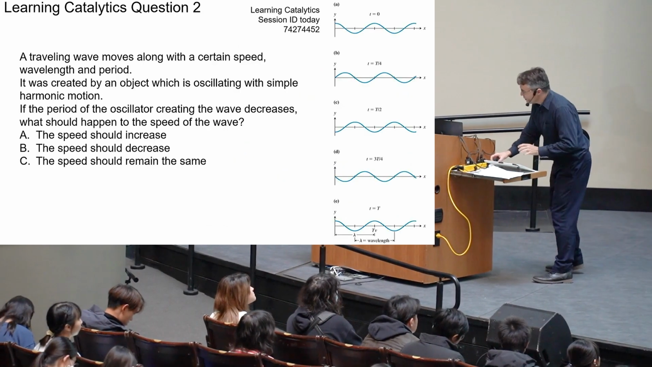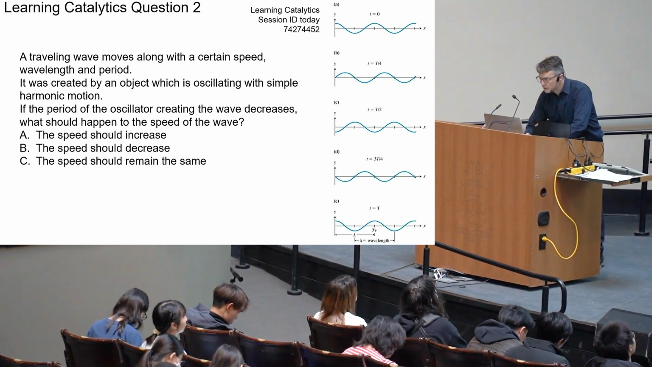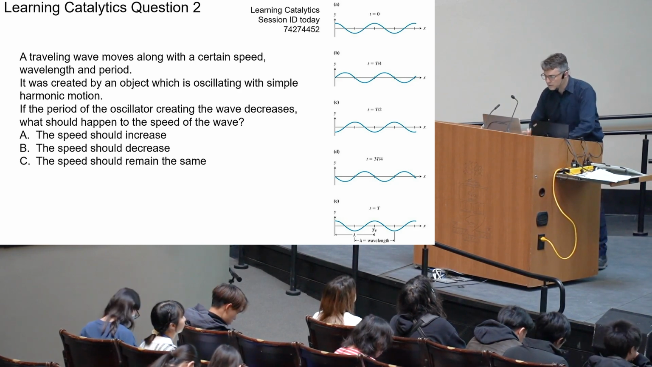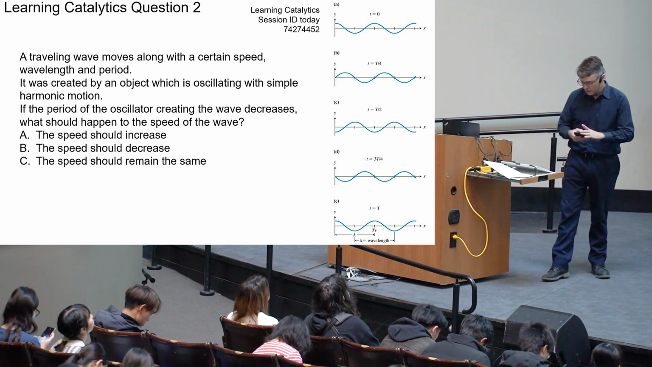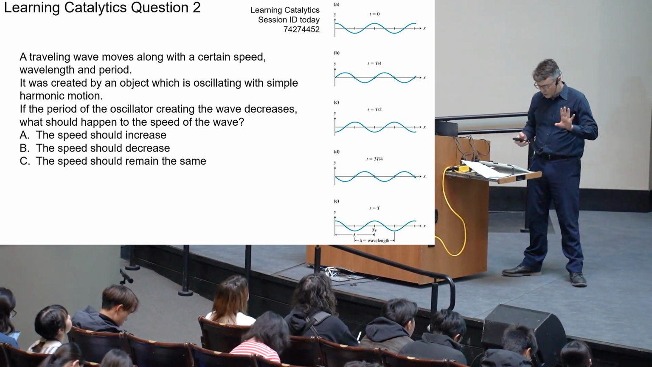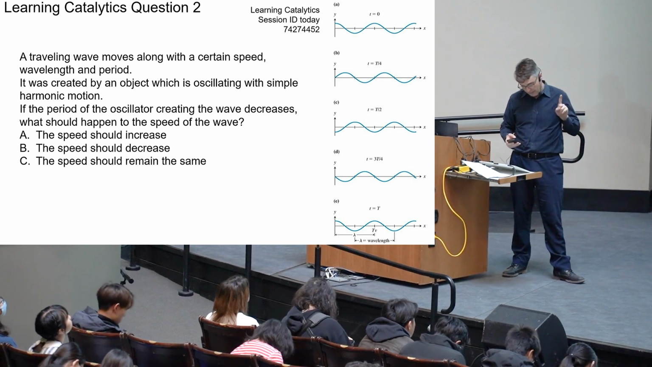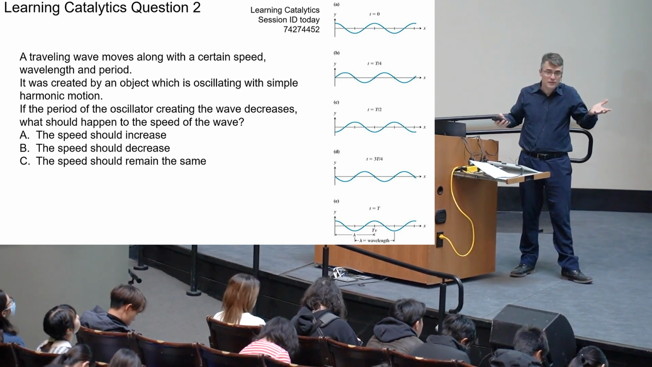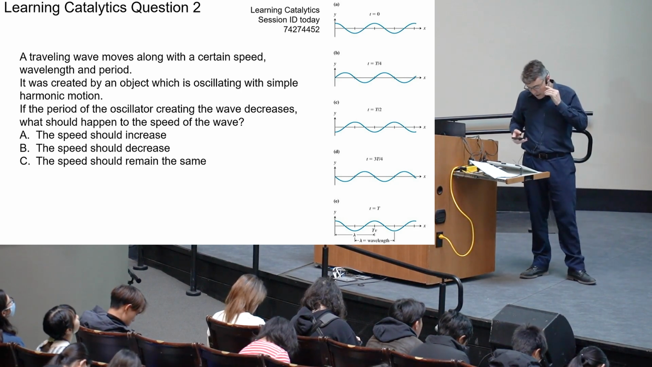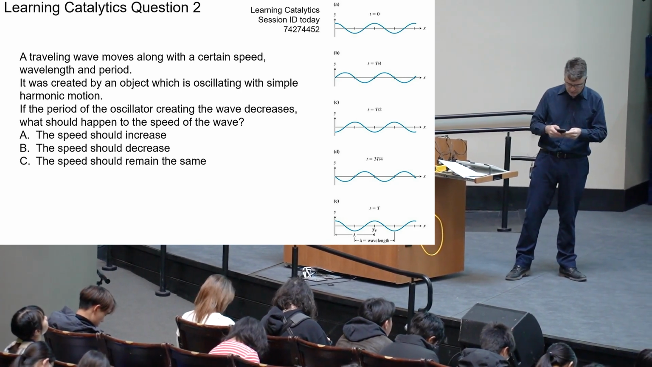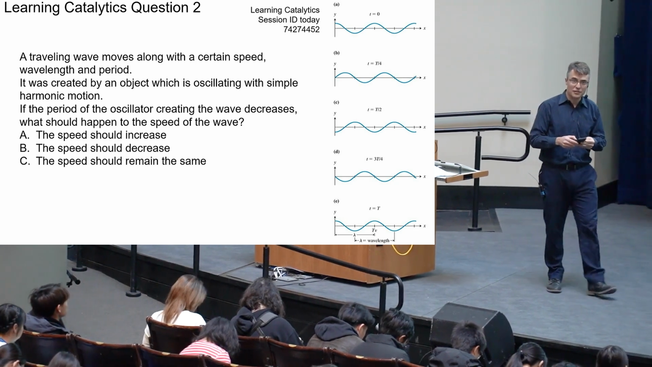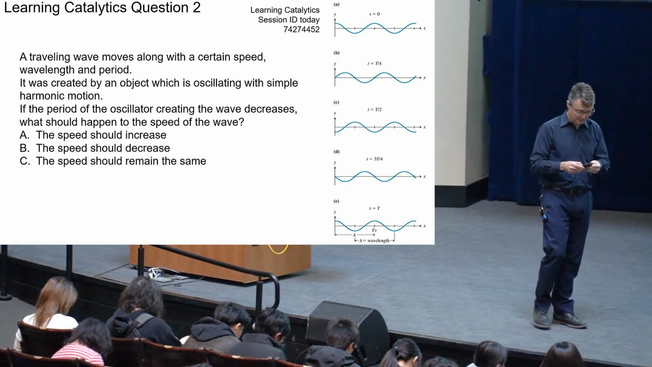So let's see if you guys can do this. I'll give you a minute to do this one, this one's a little harder. Okay, and there'll be 2 questions on this. The first one, and they're both about this. A traveling wave moves with a certain speed, wavelength, and period. It was created by an object which is oscillating with simple harmonic motion. So at one end, we're just doing simple harmonic motion and the waves are traveling along. If the period of the oscillator decreases, what should happen to the speed of the wave? Now, put 1 minute for discussion with your neighbor. What do you think?